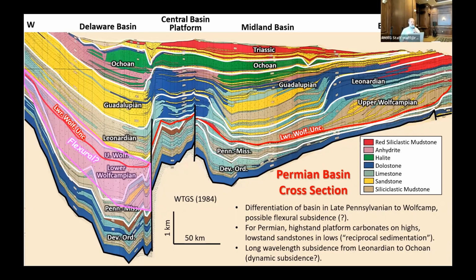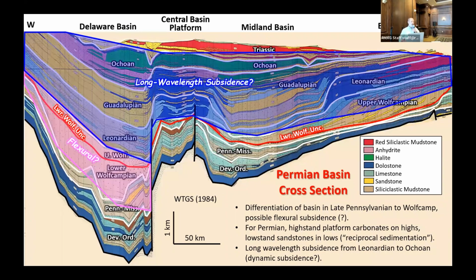But what's interesting, if you look at the subsequent subsidence in the Leonard through Ochoan, it looks like a more long wavelength subsidence phenomenon. Everything is going down, as you saw in those geohistory plots. So there's a change from, as we see for the Western Interior, these dynamic subsidence events. Don't ask me about the geodynamics. I don't know if I believe it for the Western Interior. And then we get these things that look maybe more flexural.